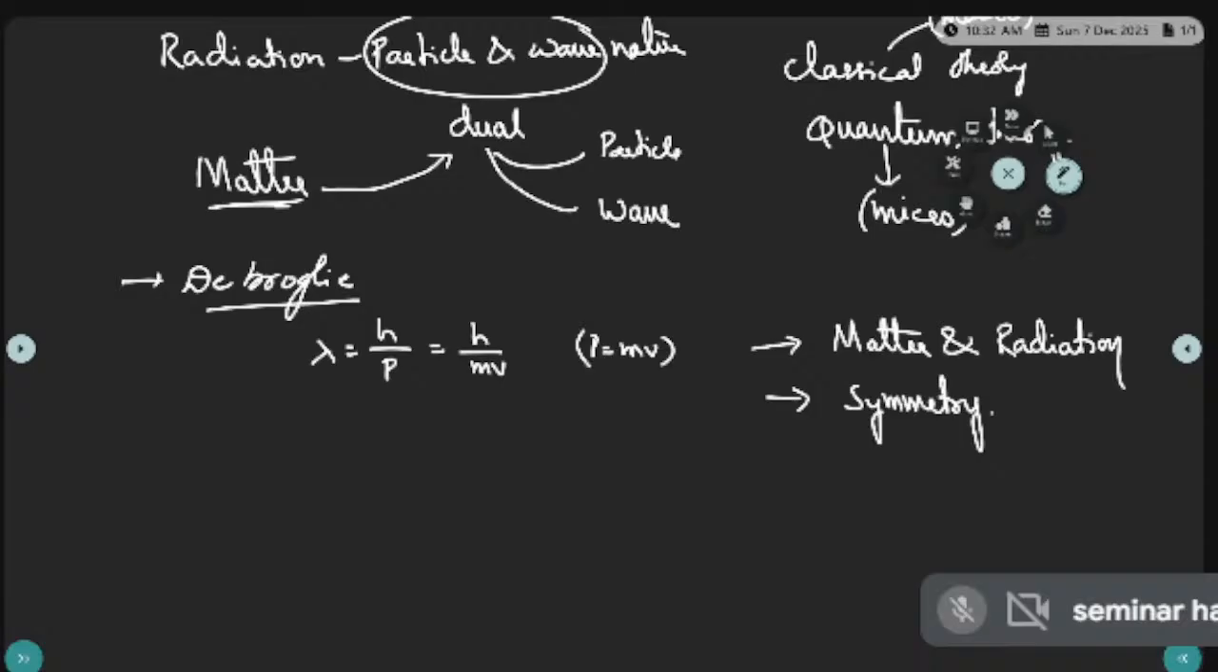What will be there, the symmetry between them? Symmetry. Who said it? De Broglie. Right. Entire universe level, matter and radiation.